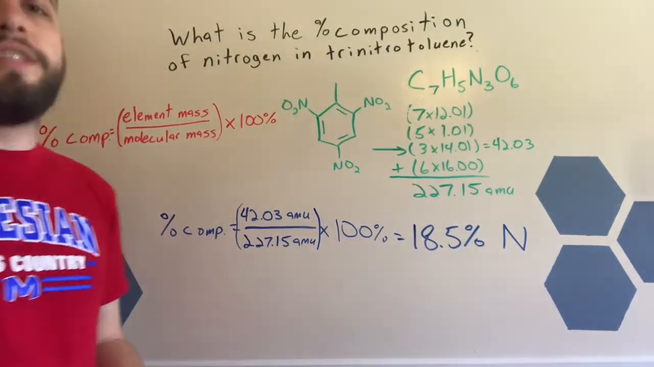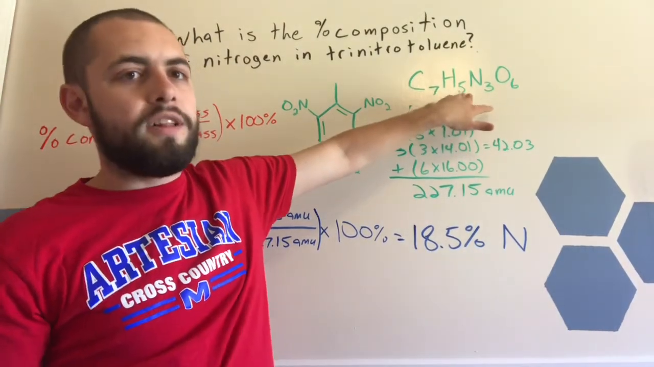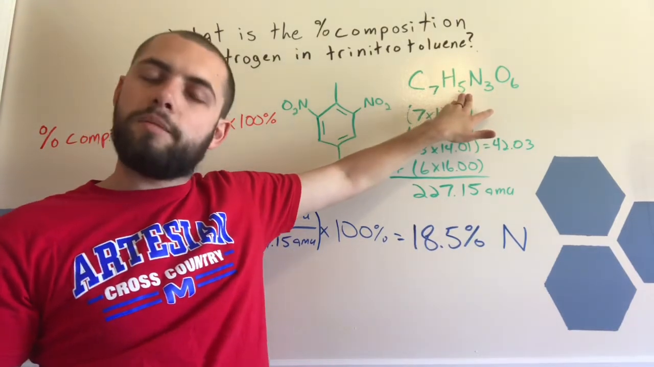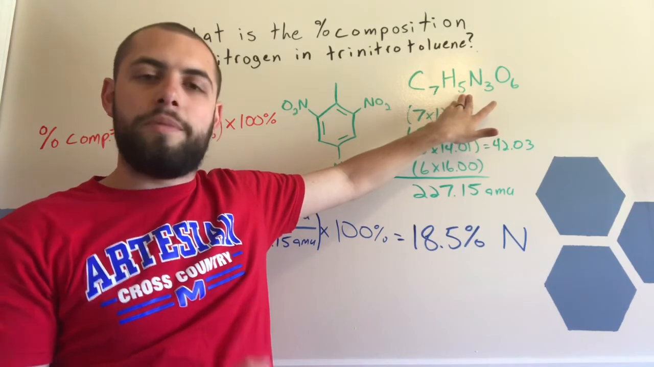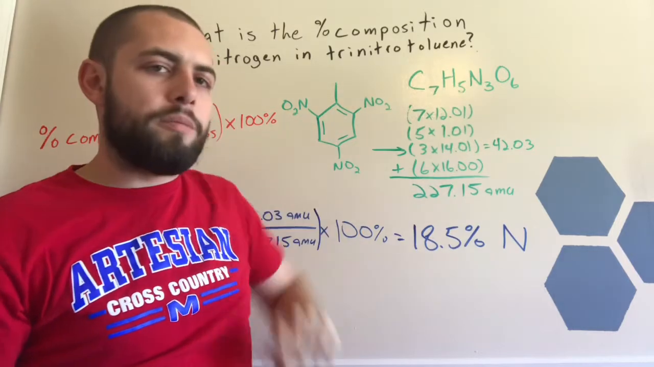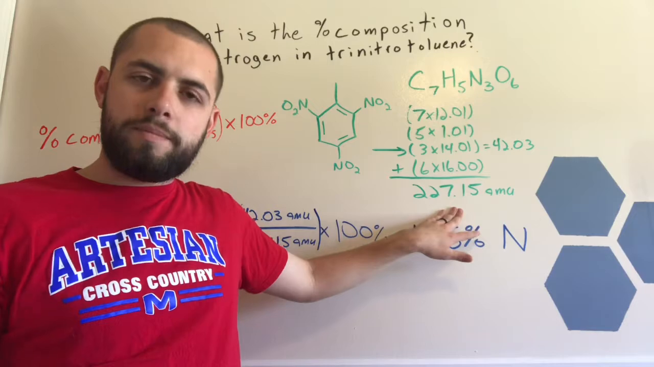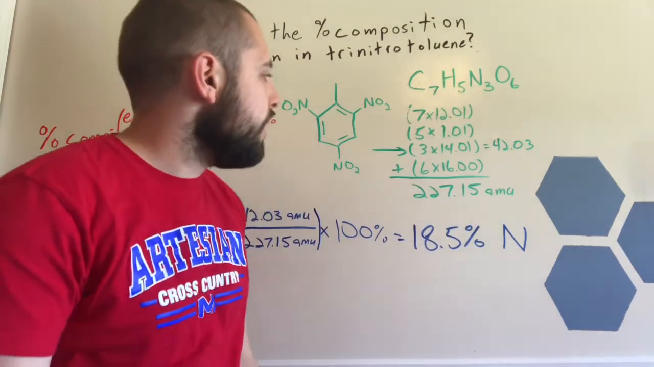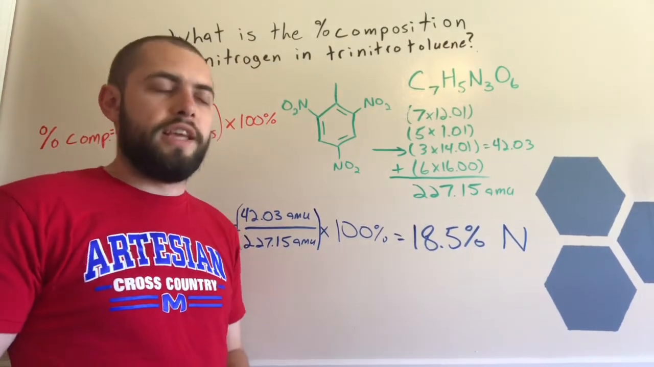So the best way to approach these problems, first, you've got to know what the actual formula is. What's the formula of your compound? Sometimes it'll be given to you. Sometimes just the nomenclature will be given to you and you'll have to find the formula. Once you've got that formula, I think the next best step is to find the molecular mass. We do this by using the periodic table and the subscripts. Then you need to find the mass of just the element that you're interested in.